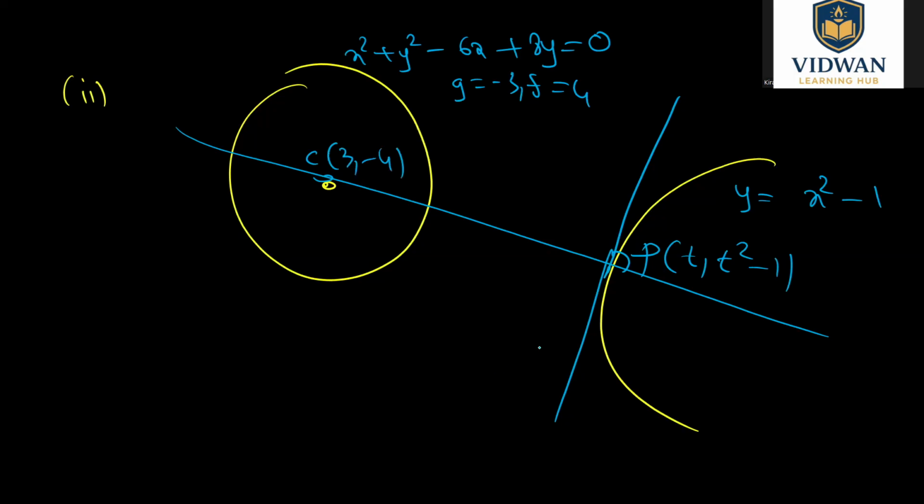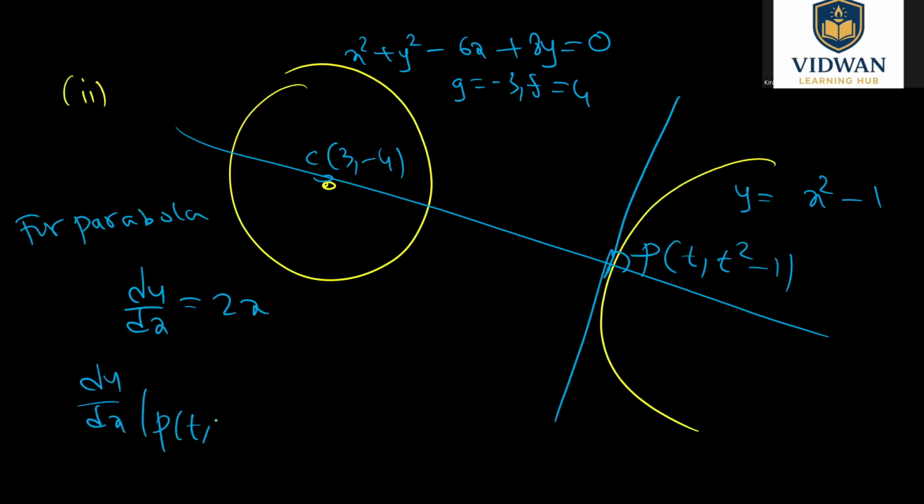Then you need to write down the normal at P to the parabola. How will you write the normal at P? For the parabola, you find the derivative dy by dx, and you will get 2x. You find the derivative at point P, which is t comma t square minus 1. This value becomes 2t.